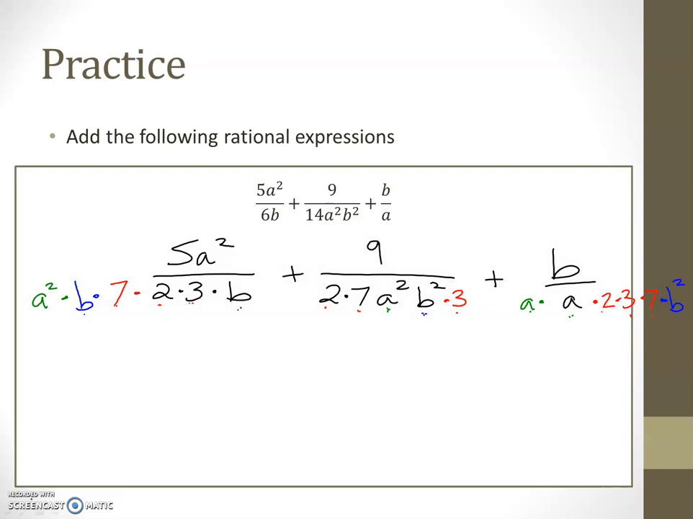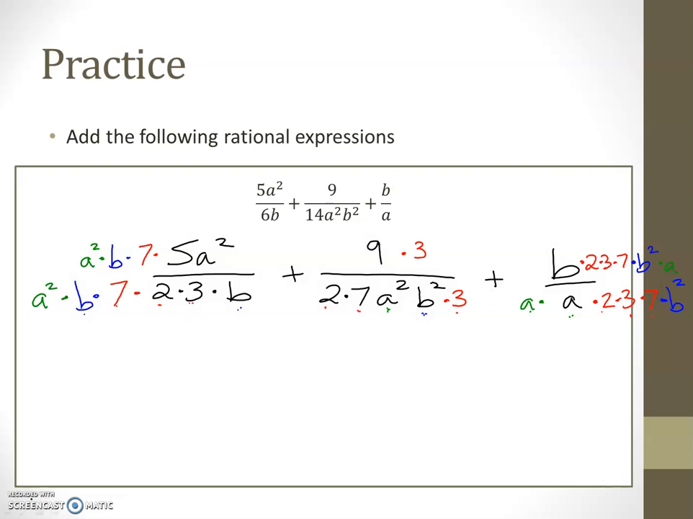Okay, so now whatever I did to the bottom, I also am going to have to do to the top. So up top here, I'm going to have to multiply it by a 7. I'm going to need an additional b, and I'm going to need an a squared. This one here in the middle, the only thing I had to change was I needed to multiply by another 3. Okay, now on this far side, I need to multiply by a 2, a 3, a 7. I need a b squared, and I need an a.